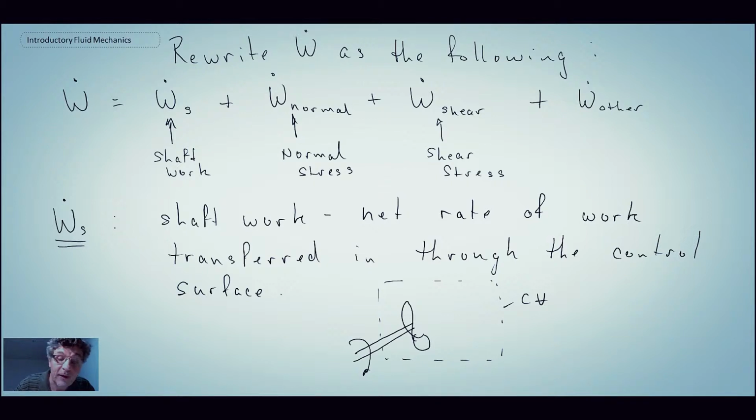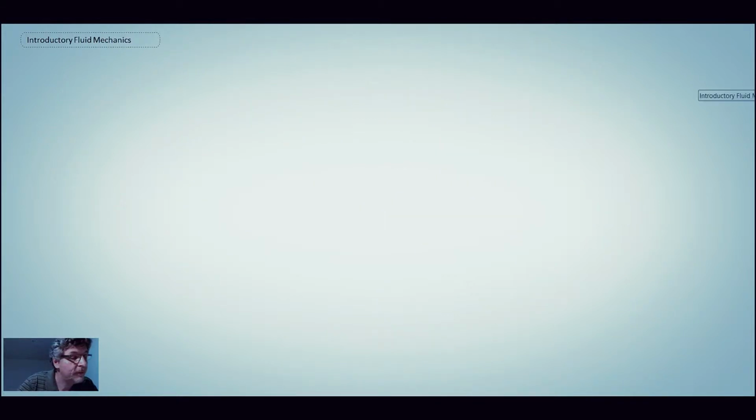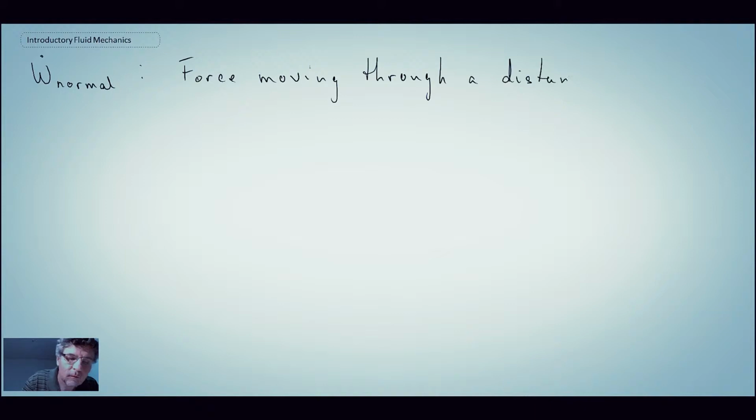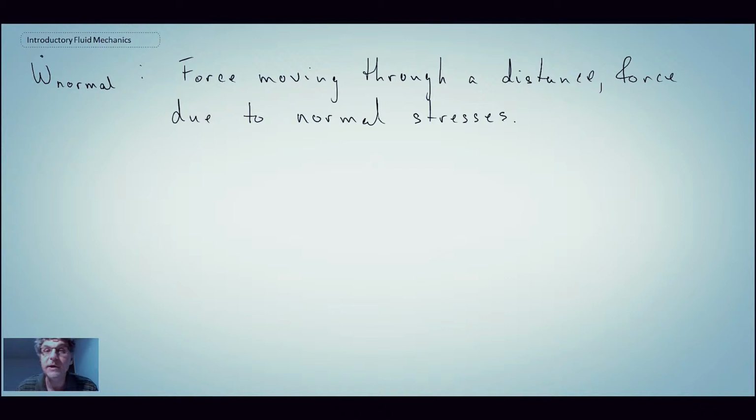So the next one that we have is normal stress. So this is a work associated with a force moving through a distance. Remember, we have fluid coming into and leaving our control volume. In thermodynamics, we usually call this flow work, and we're going to go through the derivation of that. But the work itself, remember, work is force times a distance. So we have a force applied over some distance. We haven't defined what the force is yet, nor what the distance is.